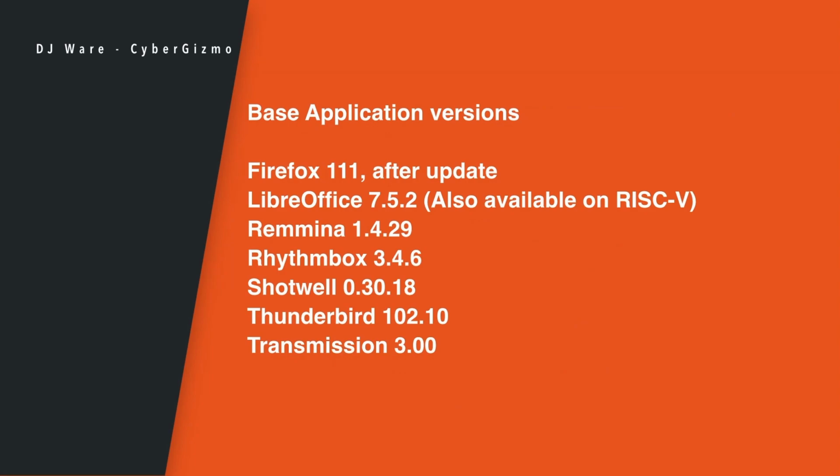Base application versions: Firefox 111 after the update. LibreOffice is 7.5.2. That's also available on the RISC-V release. Remmina is 1.4.29. Rhythmbox 3.4.6. Shotwell 0.30.18. Thunderbird is 102.10. Transmission is version 3.